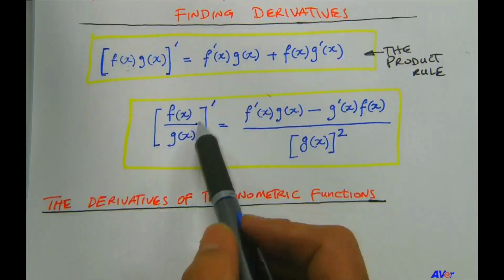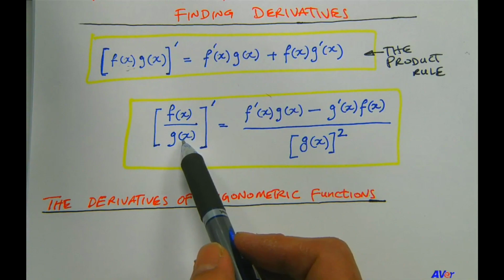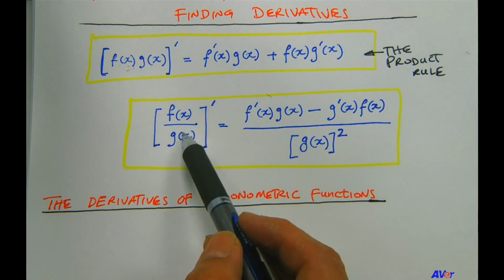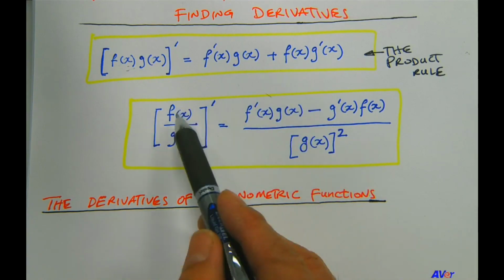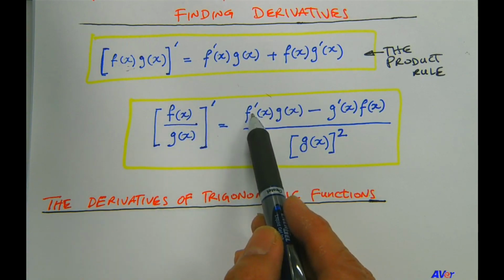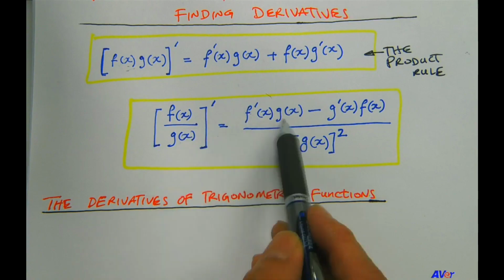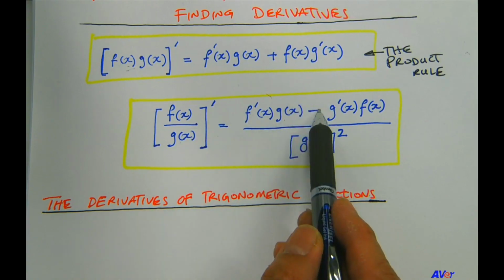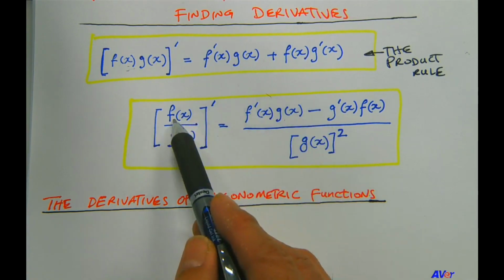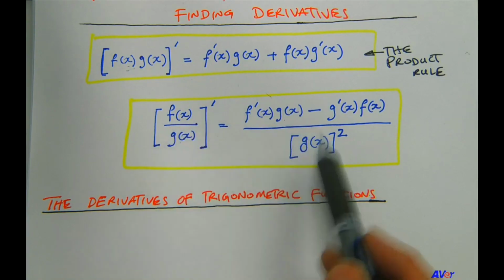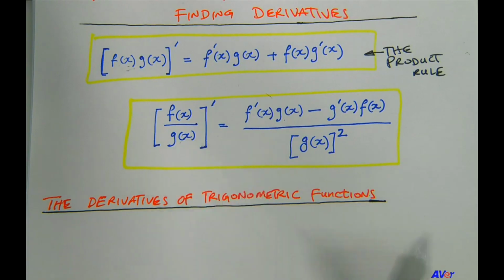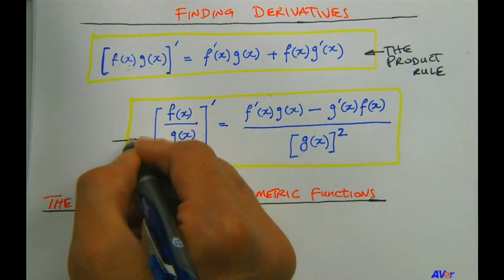The quotient rule works, of course, a little bit differently. If you have two functions that are being divided and you want to take the derivative of such an operation, the result is the derivative of the function in the numerator, or f prime of x in this case, times the function in the denominator, minus the derivative of the function in the denominator, or g prime of x, times the function in the numerator, divided by the square of the function in the denominator. And that is called, of course, the quotient rule.